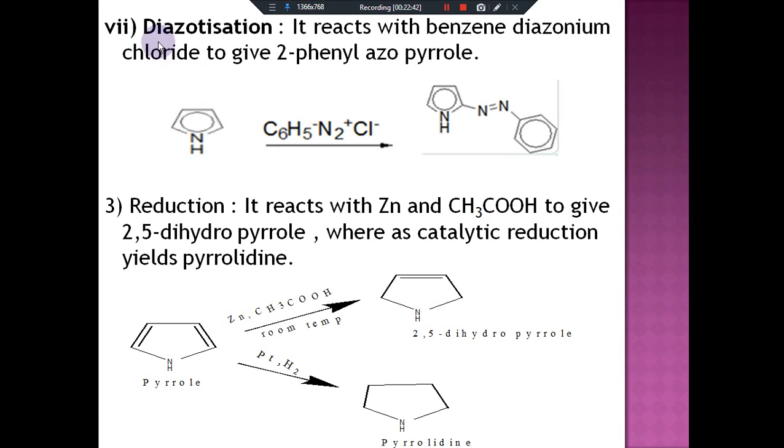The next reaction is diazotization. Pyrrole reacts with benzene diazonium chloride, C6H5N2Cl, to give 2-phenylazopyrrole. An azo compound will be obtained. Here it attacks at the second position, the hydrogen present at the C2 position and chlorine will be eliminated as HCl, and a coupling will be formed between the pyrrole ring and the azo group to form 2-phenylazopyrrole.